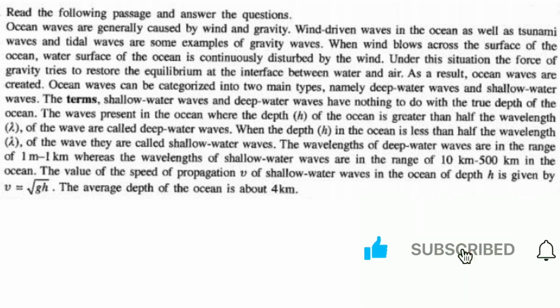When wind blows across the surface of the ocean, the water surface is continuously disturbed by the wind. Under this situation, the force of gravity tries to restore the equilibrium at the surface between water and air. As a result, ocean waves are created. Now we have to get the answer. Explain briefly how the ocean waves are created by wind and gravity.